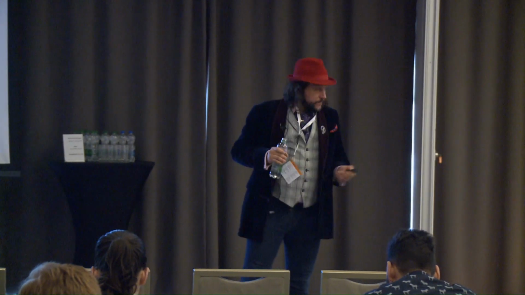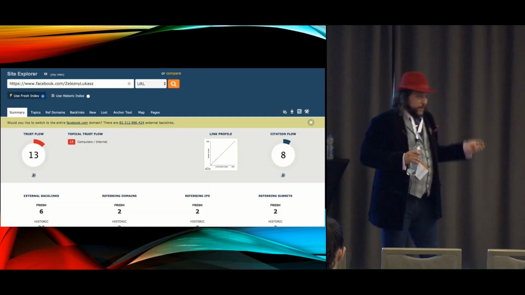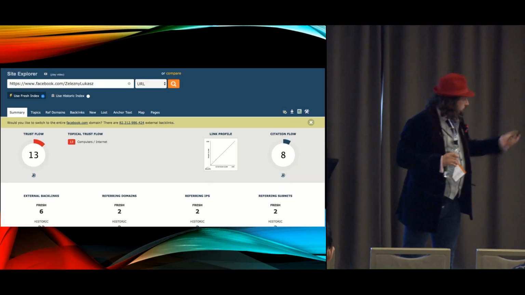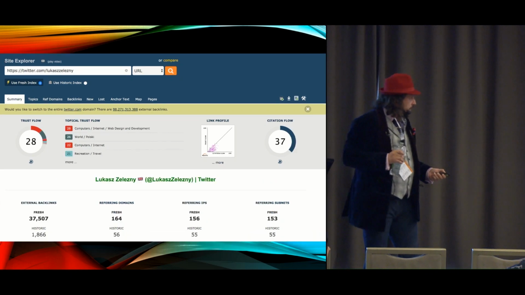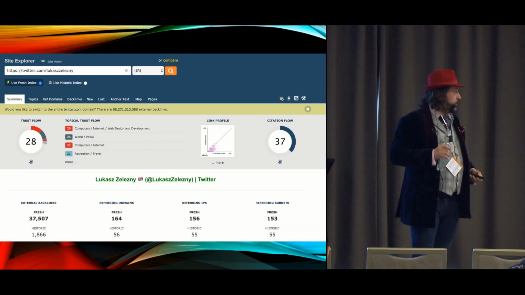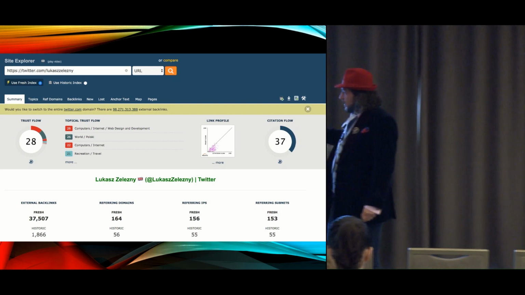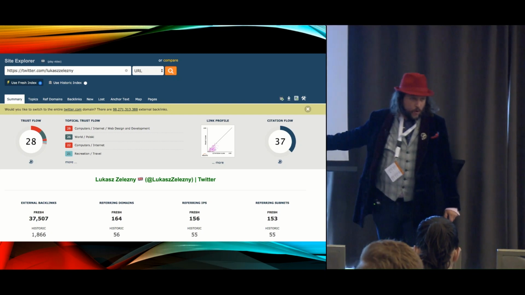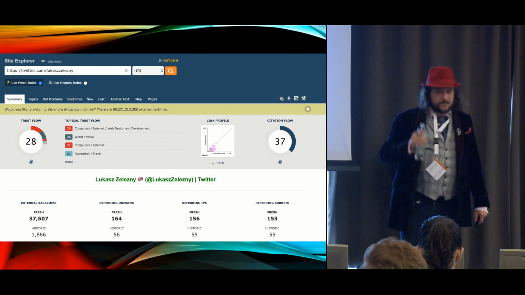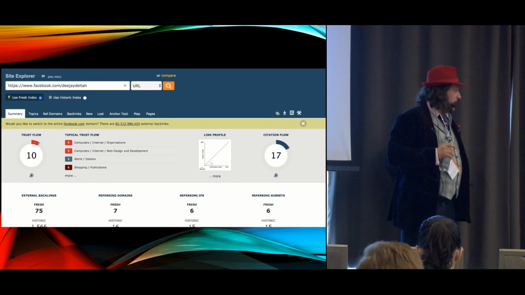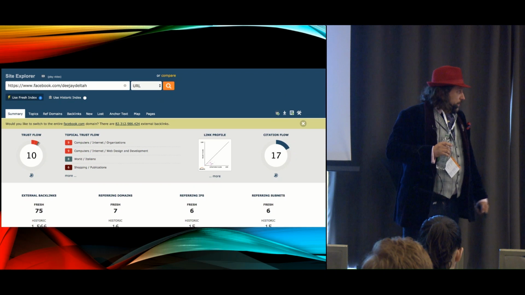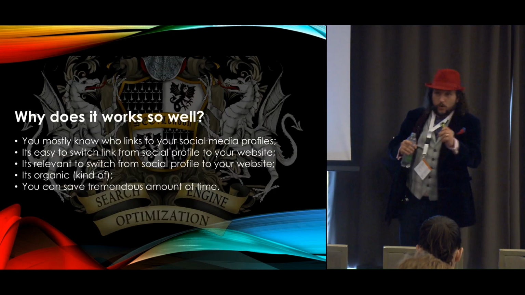That's another story. So then I went deeper and I went to my Facebook. I was like, okay, there are 2 linking domains. And then I went to my Twitter. I was like, shit, 164 domains. Why would I keep them linking to my Twitter? I can repoint them to my website. And that's pretty easy. And I will show you why it works so well.